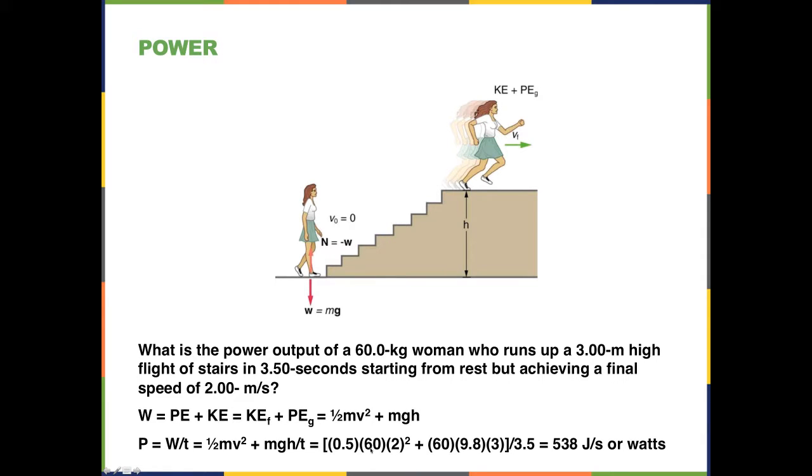So that's a half times her mass times the final velocity squared plus her mass times gravity times h, which is 3 meters. You add all of that up and you divide it by 3.5 seconds, so you get 538 joules per second. And a joule per second is also known as a watt.